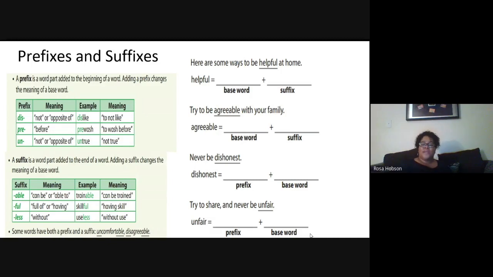So now we're going to practice working with these sentences. We're going to work with this very first one here, and it says, here are some ways to be helpful at home. The word is helpful. Our job is to figure out the base word and the suffix. We're going to look for the word that can stand on its own. It has meaning. And then part of it is not a word that can stand on its own. Okay, it's a suffix. So we've got to find that. I'm going to give you a moment.